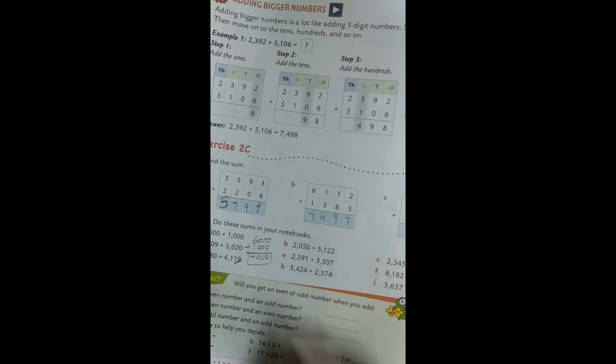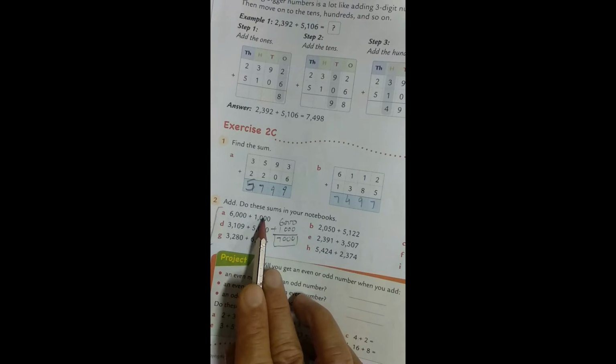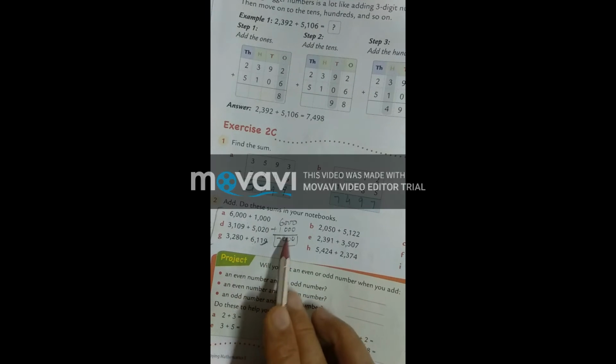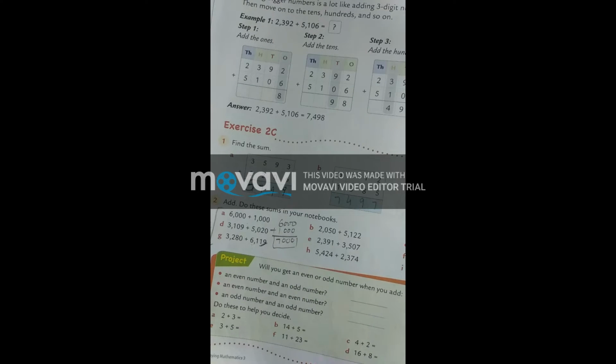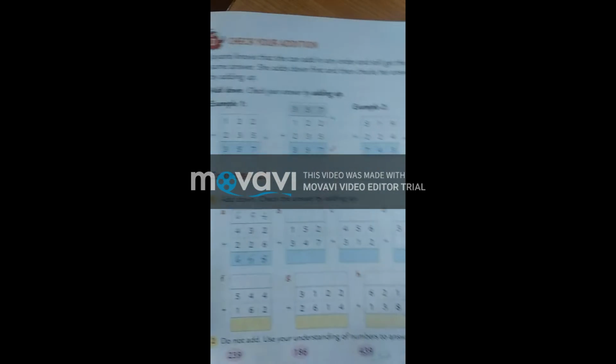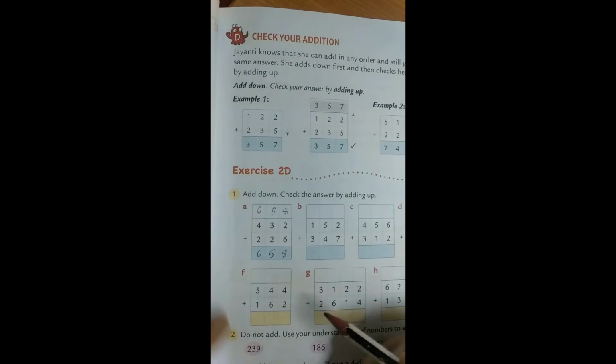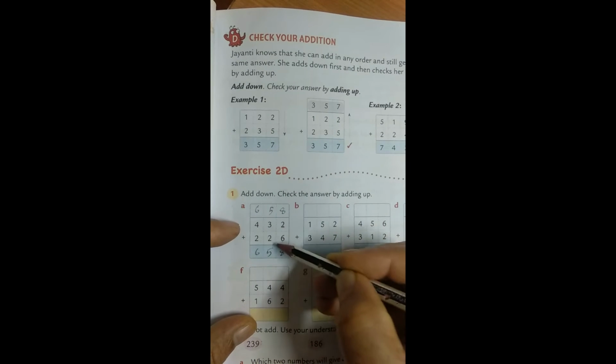Question number 2, all parts in the notebook. Very easy it is actually. 6,000 plus 1,000 is 7,000. If you write in columns like this, you have to write like this in columns and add in the notebook. So we'll come to exercise 2D. Add down. Check the answer by adding up. They are saying add first downside, then add upside.